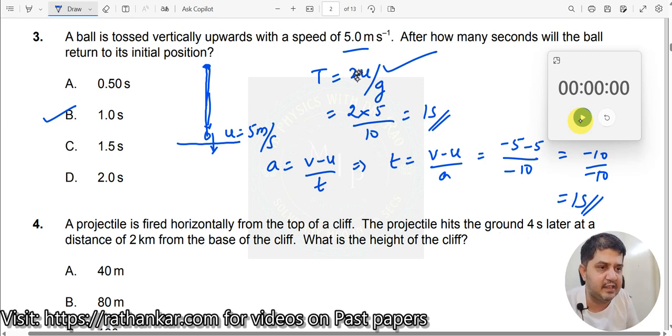So how did I get this formula? Once again, here itself, the velocity which you throw and the velocity which returns is the same. So therefore, I am substituting v equal to minus u. So I am getting this as minus 2u divided by minus g, which is nothing but 2u by g. I can get it from here also.